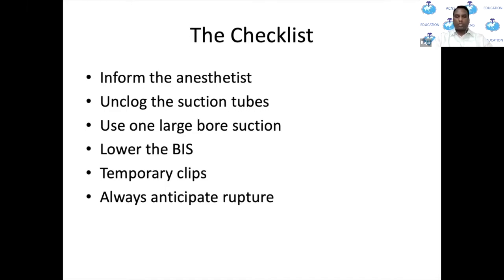Use one large bore suction, and if you are using some intraoperative monitoring like BIS, you lower the BIS so that it is equivalent to burst suppression, using whatever anesthetic methods are available in your place. Like we give sodium pentothal and we decrease the BIS. And use temporary clips, and always anticipate rupture. An assistant should always be careful, and he should think that this aneurysm is going to rupture and how I can deal with it, how I can help, how I can contribute to the success of this surgery.